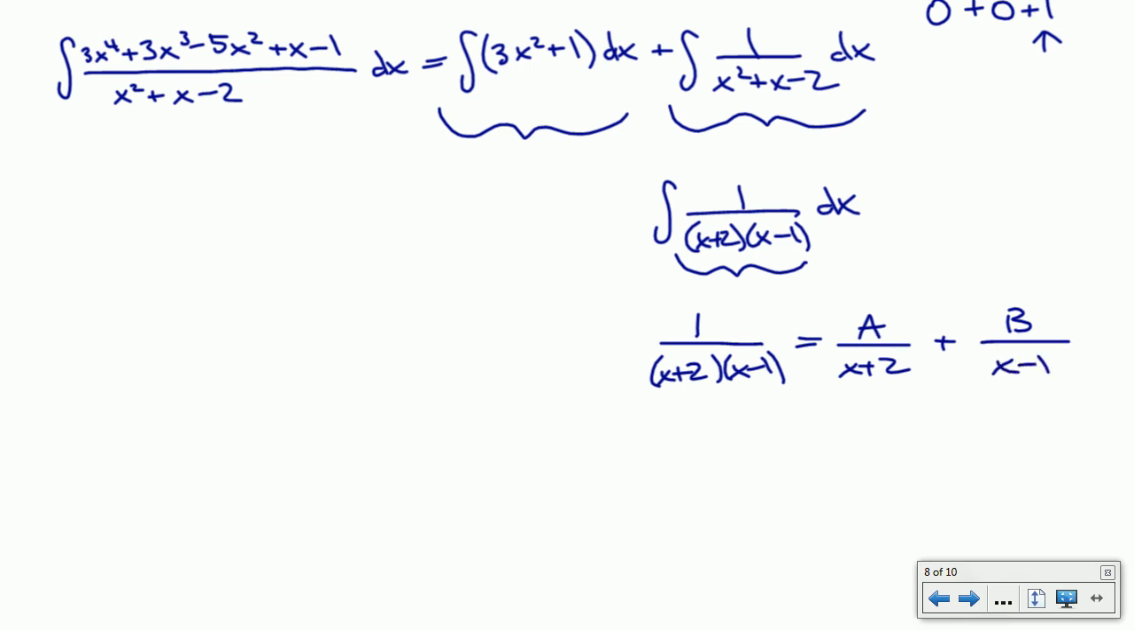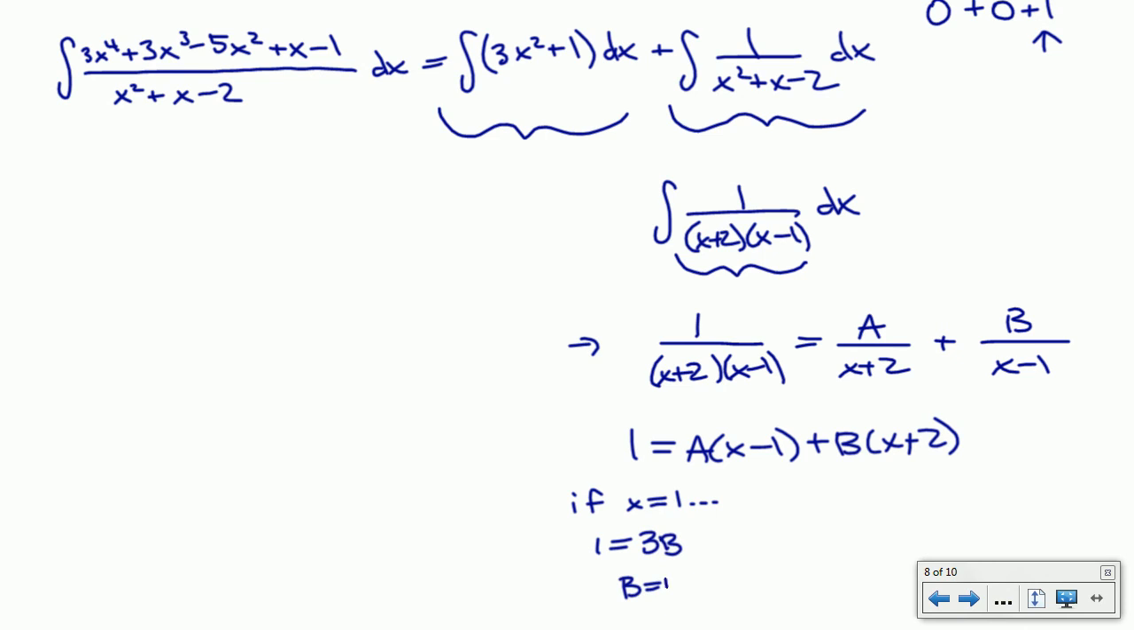If we multiply both sides of this equation by x plus 2 and x minus 1, we get 1 equals a times (x minus 1) plus b times (x plus 2). Now if x equals 1, the equation above gives us 1 equals a times (1 minus 1), which is 0, plus b times (1 plus 2), which is 3, so 3b. So therefore b is equal to 1/3. Now if x equals minus 2, the equation above gives us 1 equals negative 3a plus 0. So therefore a is equal to negative 1/3.